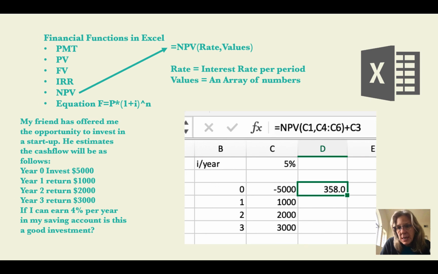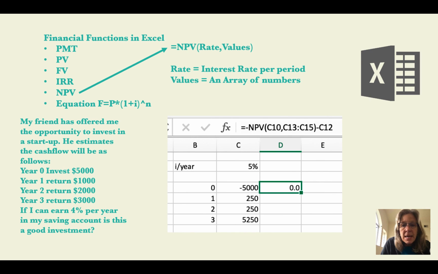But let's look at the comparison if I have a bank account. So in this case, I have 5%, not 4%, but I put $5,000, and then I get interest back of $250 in year 1, in year 2, and then year 3, plus I take out the $5,000. So you can see that equation is the same as before. In my spreadsheet, I moved this down a little bit, so that's why it's on C10 and not C2 like the other one. But it gives me 0.